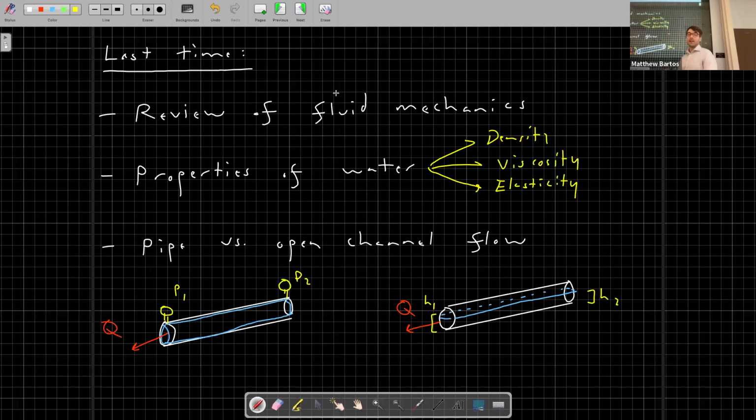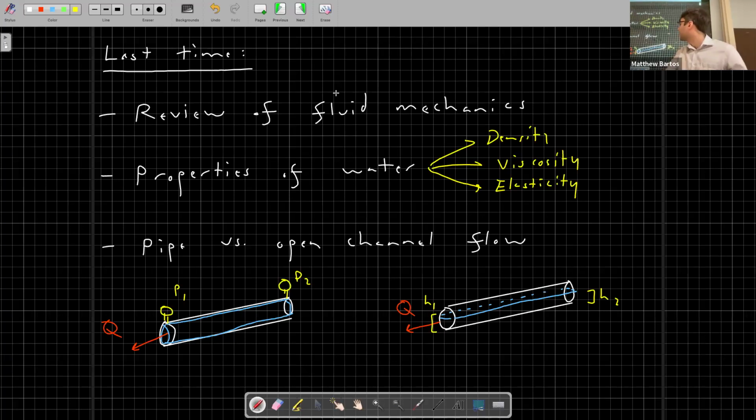So we ended our lecture yesterday talking about pipe flow versus open channel flow. And the key idea that I wanted to convey to you was that in pressurized pipe flow, we basically assume that the fluid is incompressible and that the pipe is completely full of water. So if the pipe is completely full of water, that means that the flow rate into the pipe is always going to be the same as the flow rate out. That's going to affect how we solve some problems in this class.